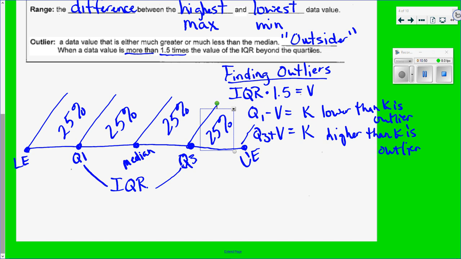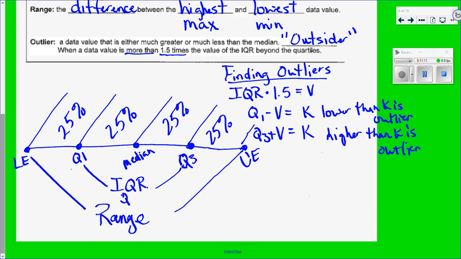Now the other definition we gave you up there was, did we answer that question? Or did I get distracted? How much of the data is in the interquartile range? 50%. The other one that we gave you is the actual range. So the IQR I find by taking Q3 minus Q1. My range I find by taking the upper extreme, subtracting the lower extreme.